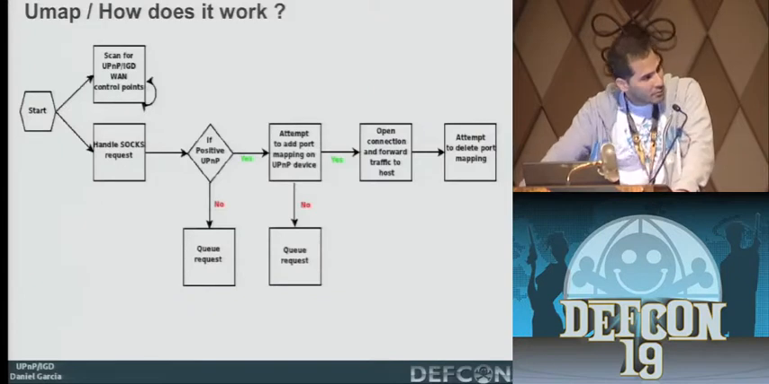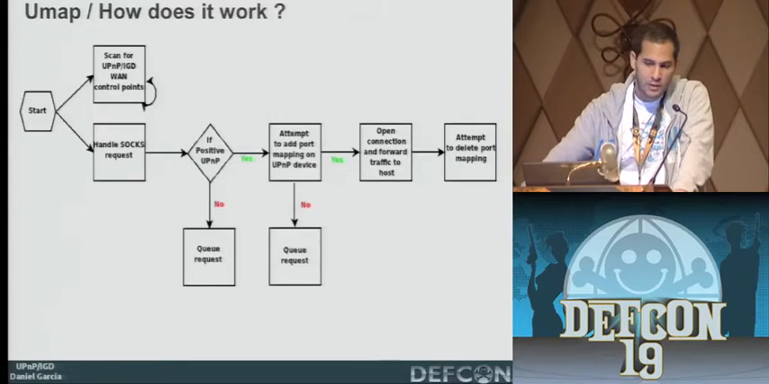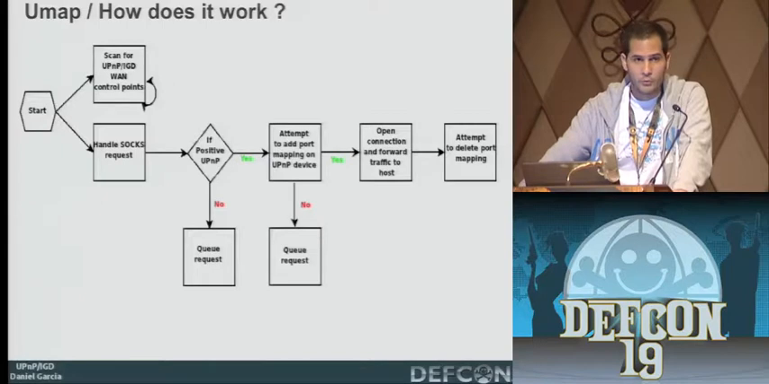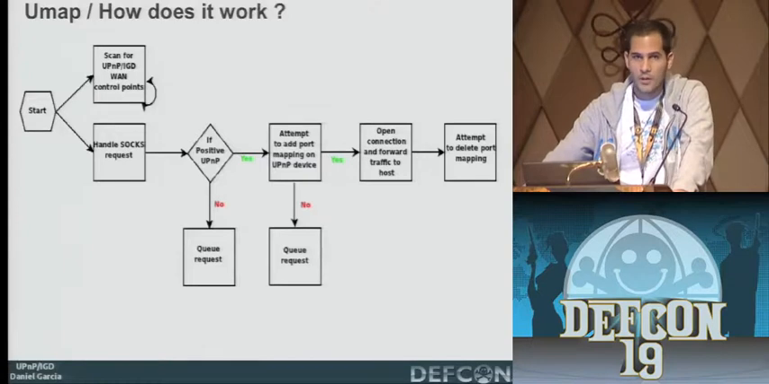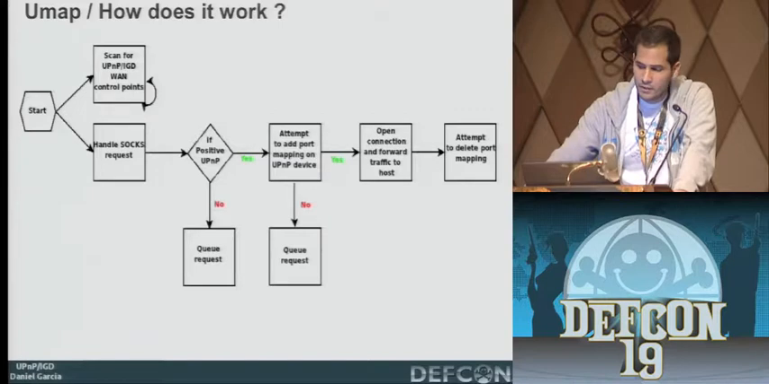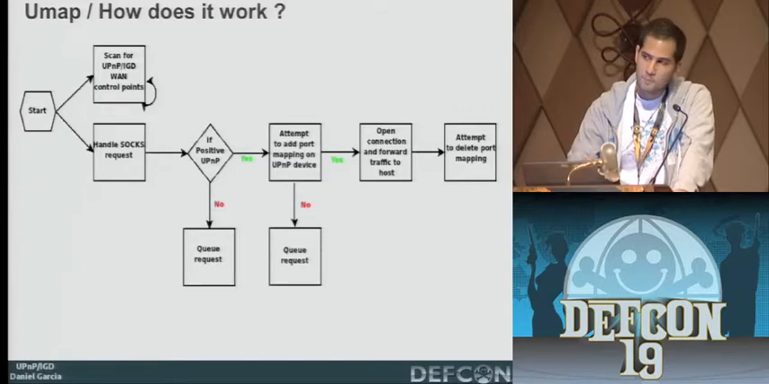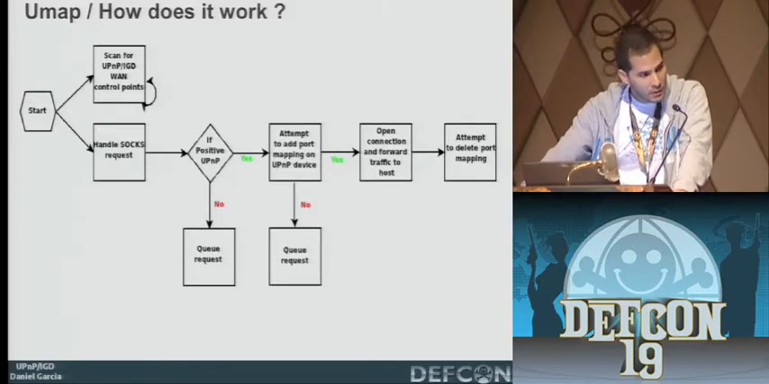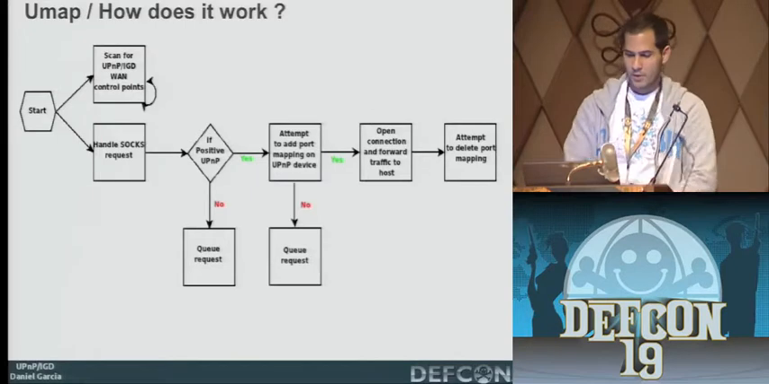So here's a flow diagram of more or less how UMAP works. It basically takes a list of IPs and starts scanning for open control points or UPnP devices. Once it receives a SOCKS request, if it has a positive UPnP device, it attempts to add a port mapping. Then it opens the connection and pipes the connection through to the SOCKS request, or the client that's making the SOCKS request. And after that, it attempts to delete the port mapping. And this is very needed on UPnP because UPnP does not allow an infinite amount of port mappings. Actually, some devices allow as little as 10 port mappings at a time. So if we actually did a port mapping for every connection, we wouldn't have a very accurate or very good connection.